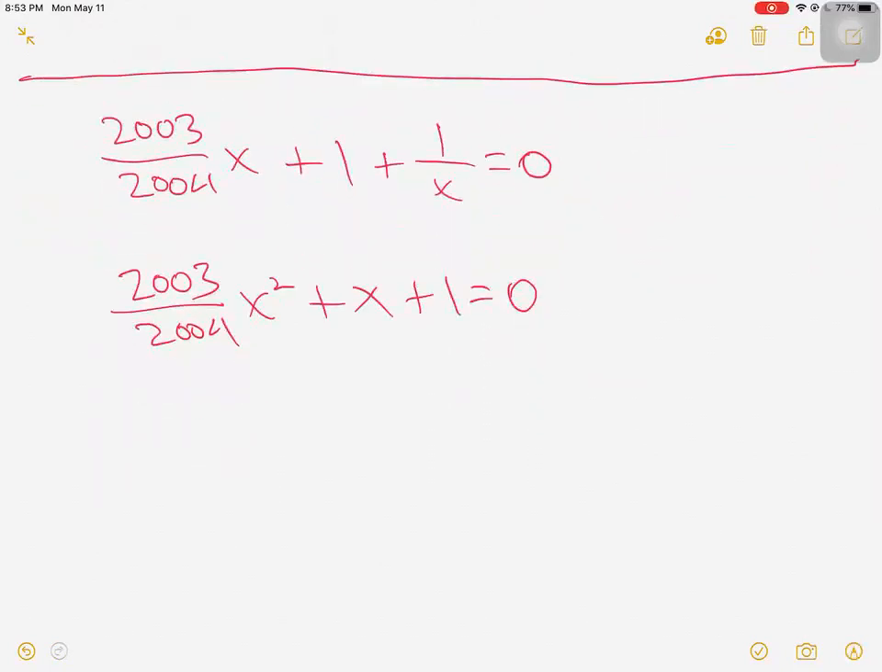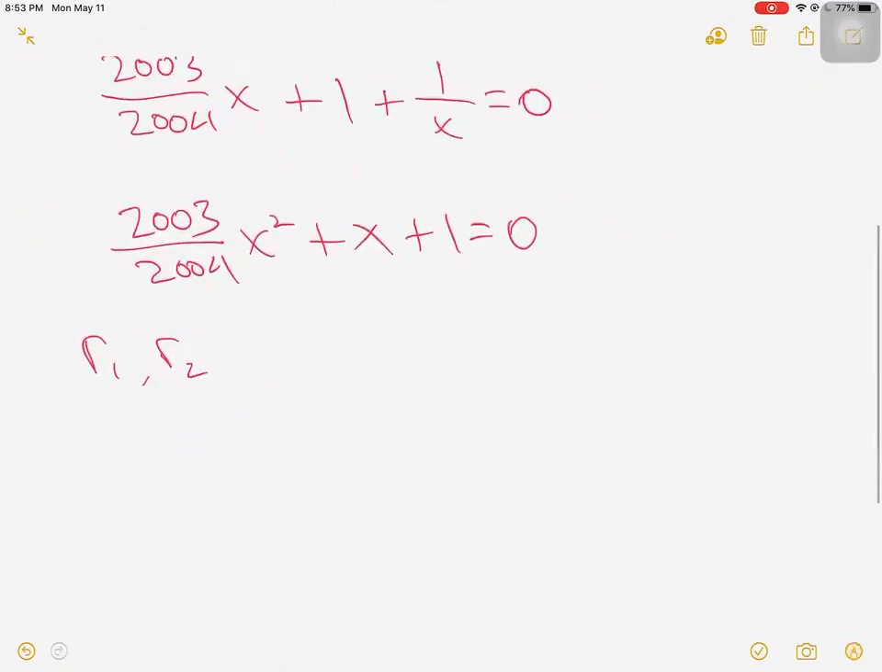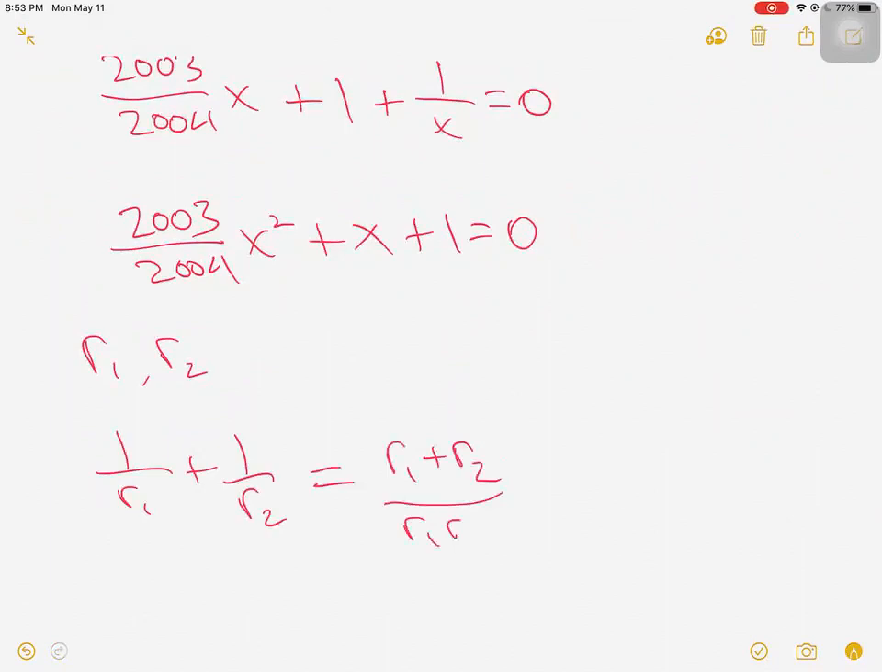So again, let the roots be r1 and r2 of this quadratic. The question asks us to find 1 over r1 plus 1 over r2. But from the previous examples, we already know this is equal to (r1 plus r2) over (r1 r2). And we can use Vieta's here to find both the values.